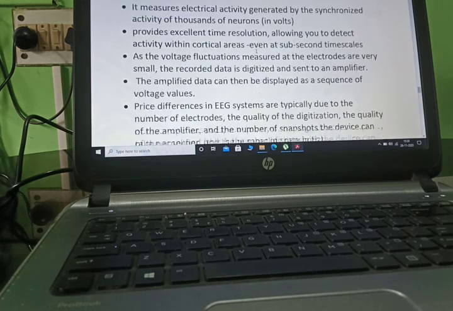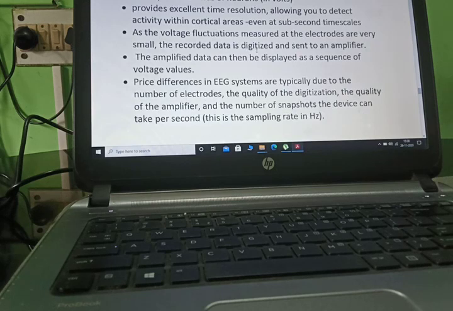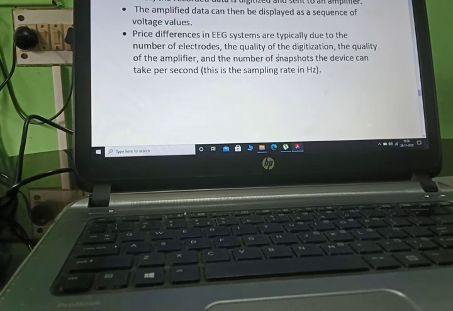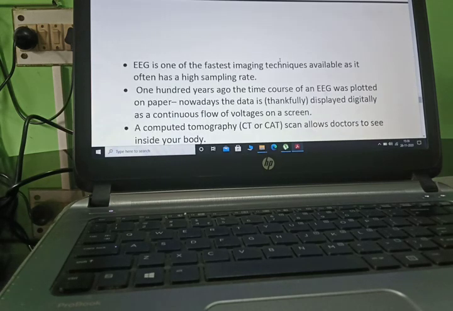As the voltage fluctuations measured at the electrodes are very small, the recorded data is digitized and sent to the amplifier. The amplified data can then be displayed as a sequence of voltage values. Price differences in EEG devices are typically due to the number of electrodes, quality of digitization, the quality of the amplifier, and the number of snapshots the device can take per second. And this is the sampling rate in hertz.